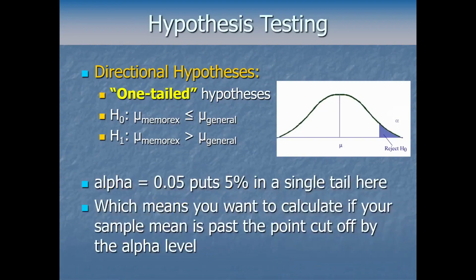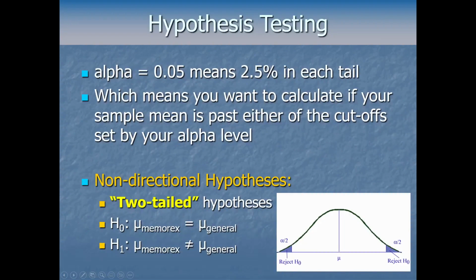Okay, so to summarize all of that, with a one-tailed directional hypothesis, if we're using the normal alpha level of 0.05, that means we put all 5% into a single tail. So then we want to calculate, or have your computer program calculate, if your sample mean is past the point that's cut off by that alpha level, is out in that rejection region.